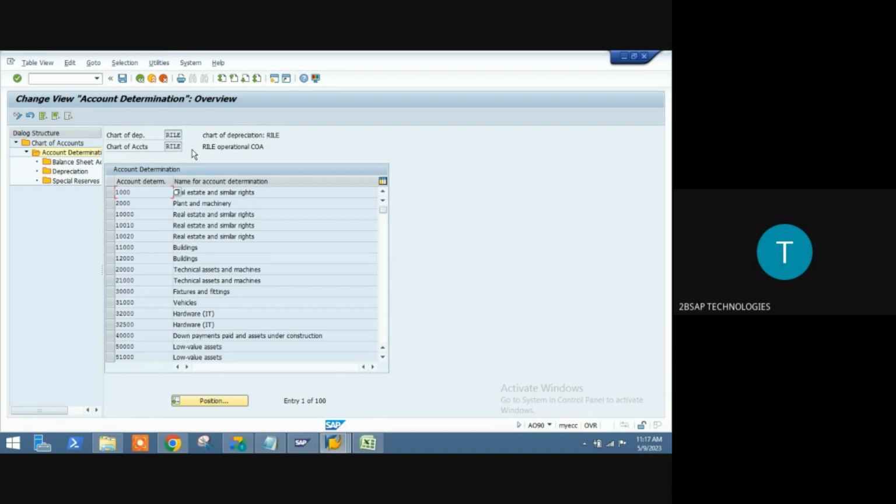Okay, sir, clear? Any doubt on this, sir? So Friday, we'll create all this configuration. We'll create a chart of depreciation, then depreciation areas, then assigning the chart of depreciation to company code, then asset class, account determination, number range, everything. And post that, we'll go with master data, then depreciation key, then scenarios. Okay. Okay, sir. Thank you, sir.